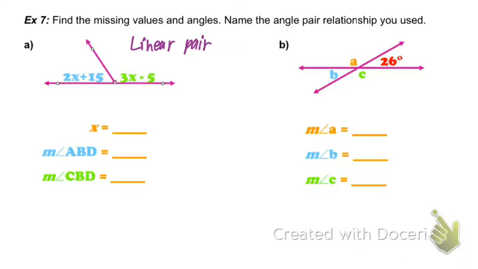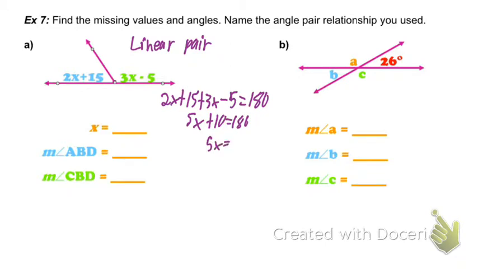So what equation could we do here? Dominic, can you help me out here? What equation would we do here? 2x plus 15 plus 3x minus 5 equals 180. Very good. Add them together to equal 180 because they're supplementary. Question on how we got that equation? Awesome. We combine these like terms. 5x plus 10 equals 180. 5x equals 170, and x is 34.